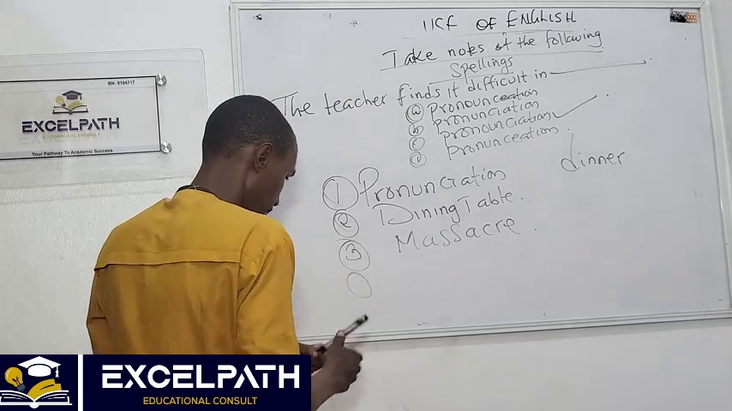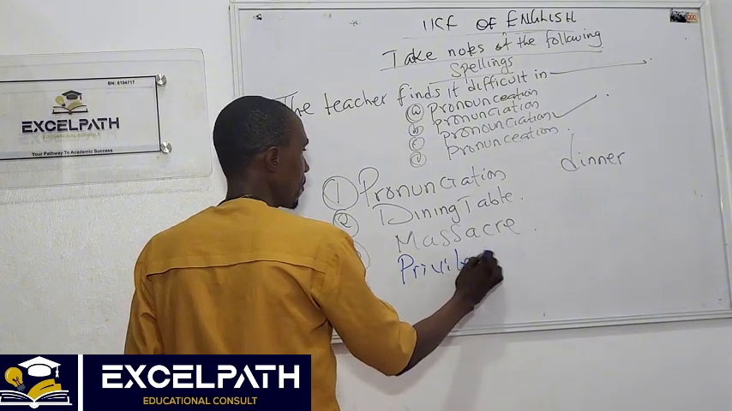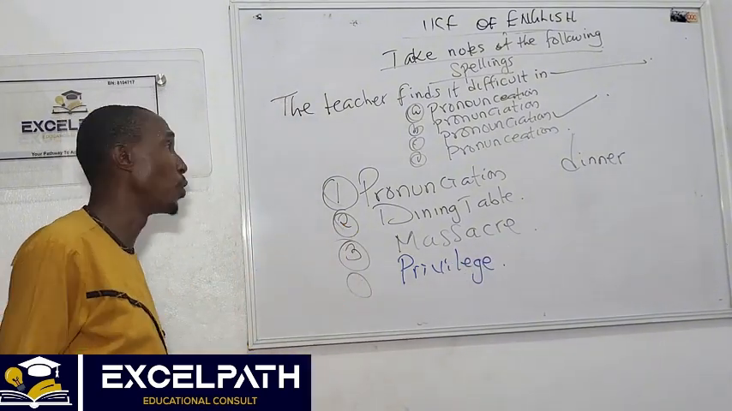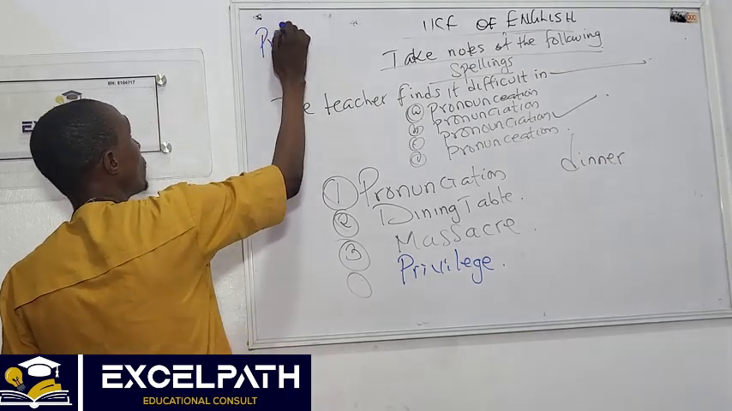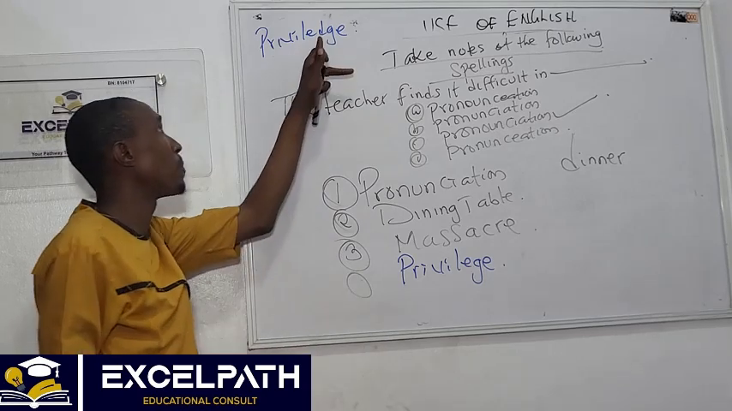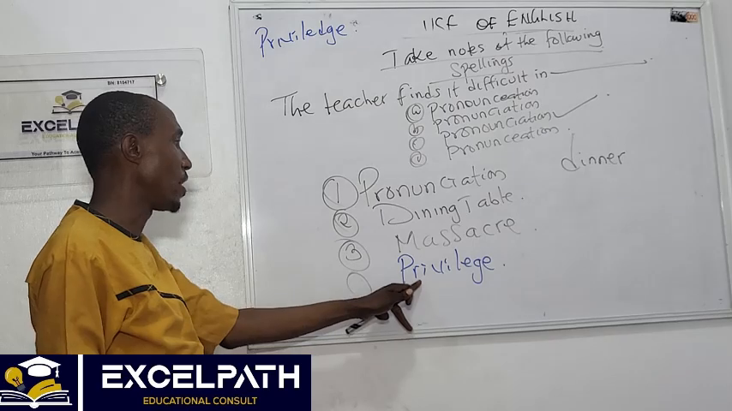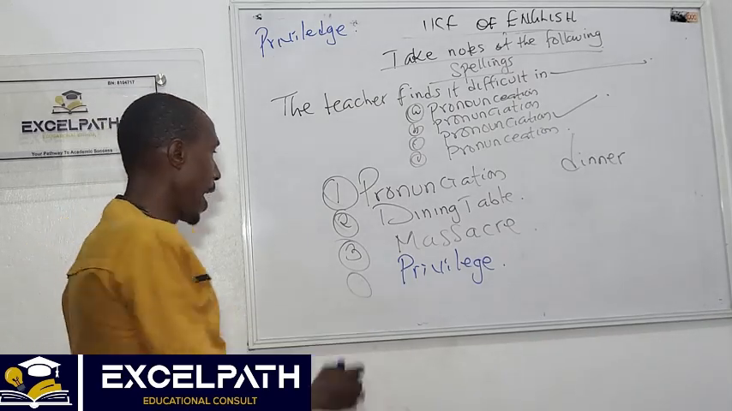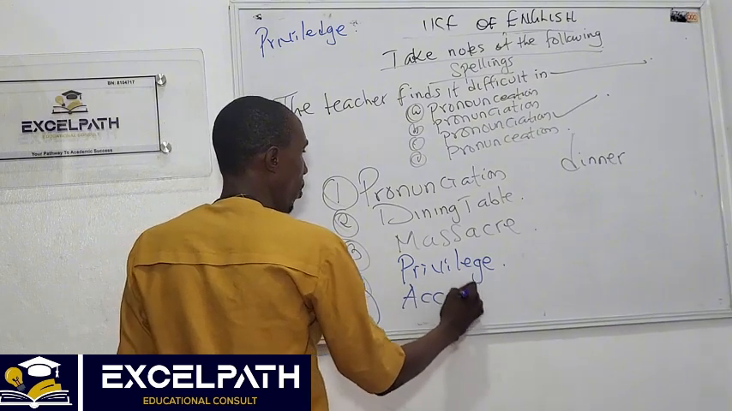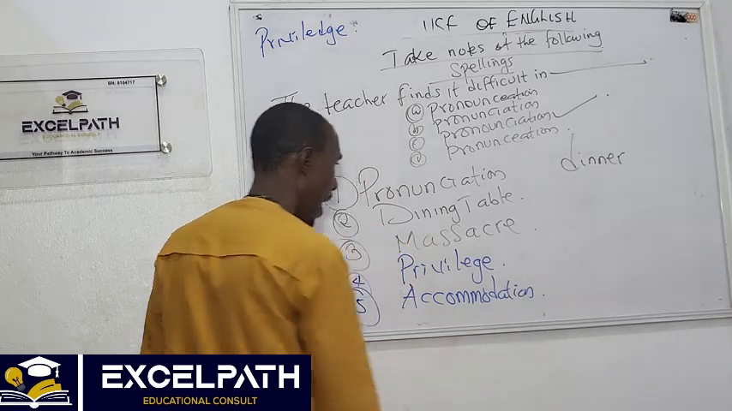Then number 4 is privilege. People always assume that the spelling of privilege must carry D. No. There is no D in the spelling of what? Privilege. This is wrong, but this is what? Correct. And number 5 is the spelling of accommodation. Check your past question, you will see all these things there.